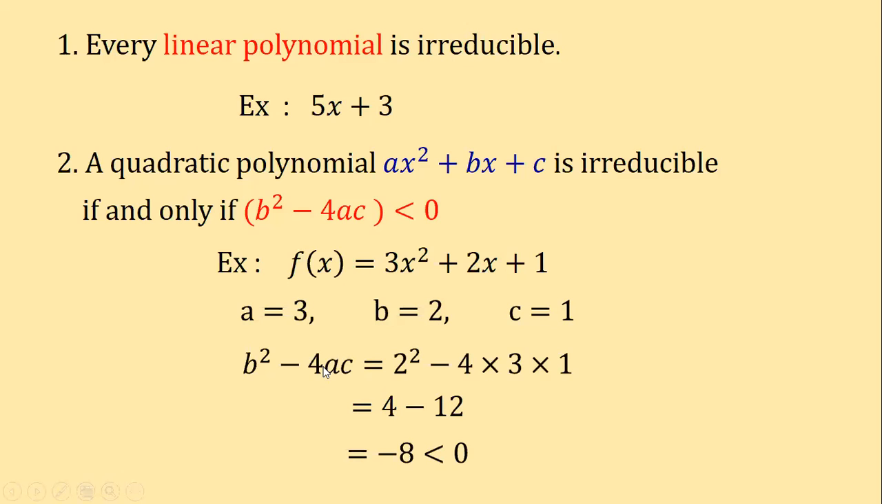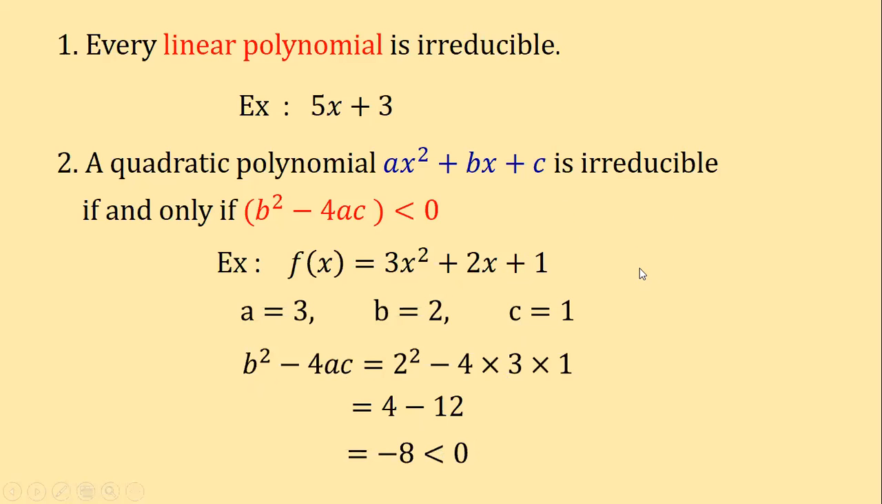So what is the b square minus 4ac value I got? I got it as a negative value, which is less than 0. So here, what is our condition? If b square minus 4ac is less than 0, then what is the polynomial? It is irreducible. So what is our polynomial in this case? It is 3x square plus 2x plus 1. Now it is called as what? It is an irreducible polynomial, isn't it? Because the discriminant value b square minus 4ac is less than 0 here. So that's why it is called an irreducible polynomial.